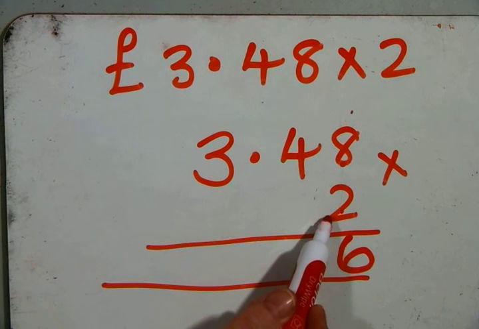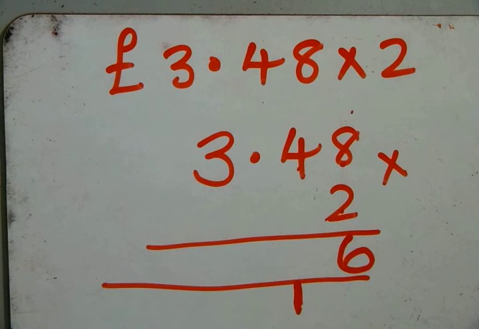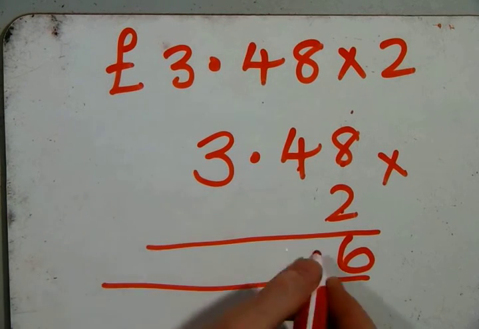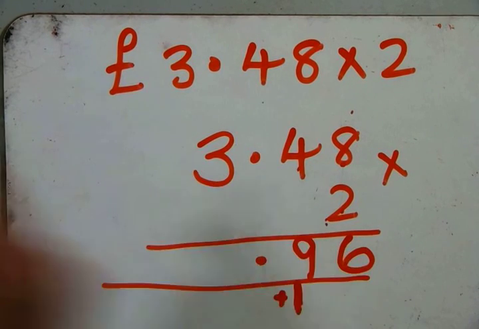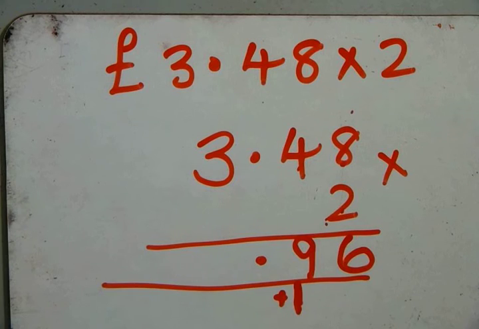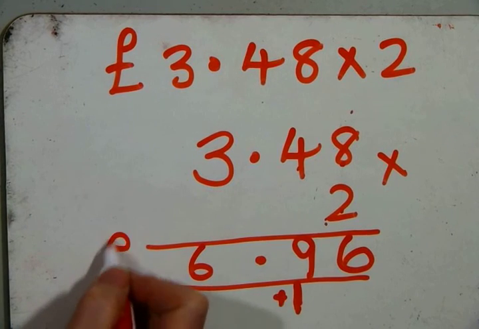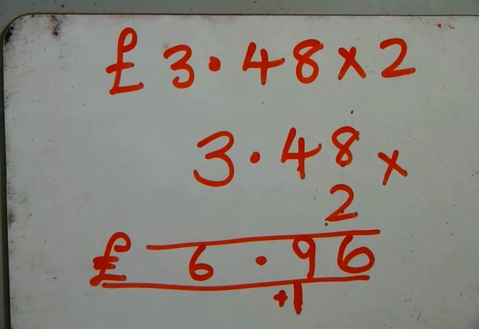Moving on. 2 times 4 is 8, but I need to add this one on. 8 add 1 is 9. And then 2 times 3 is 6. Let's try one more and then you can have a go.